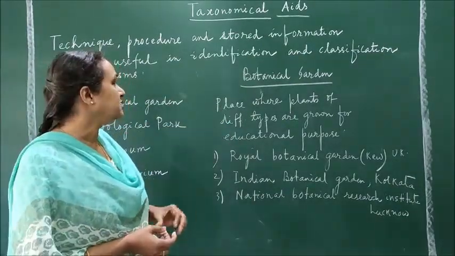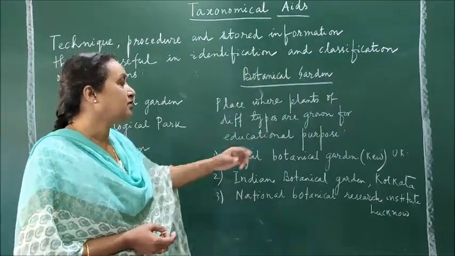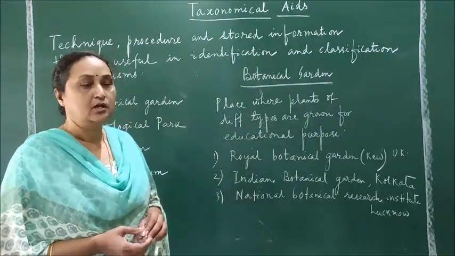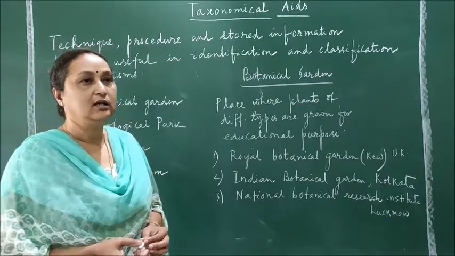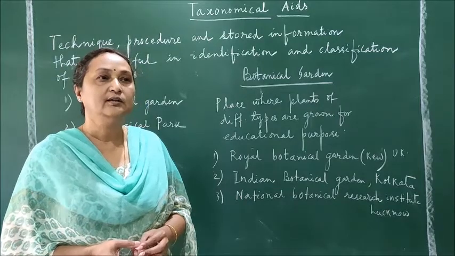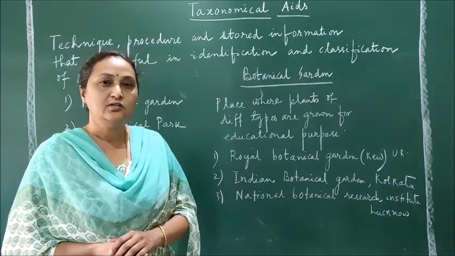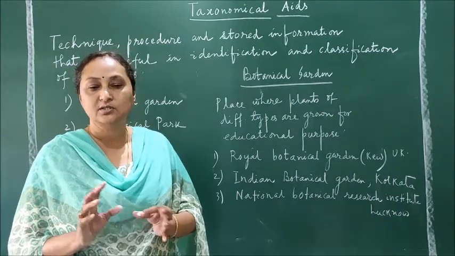So botanical garden is a place where plants of different types are grown for educational purpose. All of you know the meaning of the garden. Like you take your own house garden also, you can find out there are different types of plants planted in the garden. So similarly in the botanical garden, what is the difference?